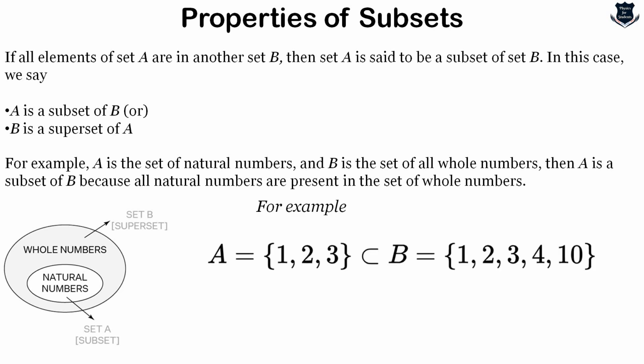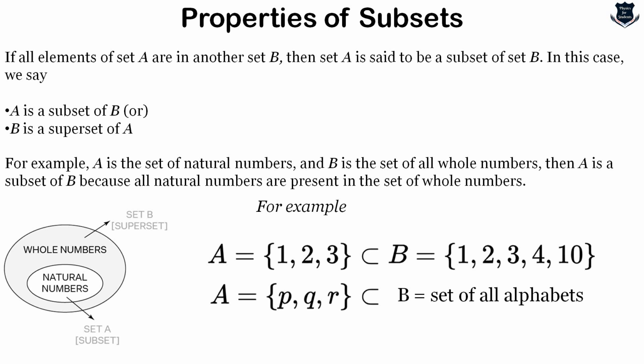So here you see, for example, A is 1 to 3, which is a subset of B, because B also contains 1 to 3 as well as 4 and 10. If I take another example, A equals P, Q, R, then it is a subset of B, and B contains all the alphabets from A to Z. So it is quite clear. These are two of the properties of subsets.